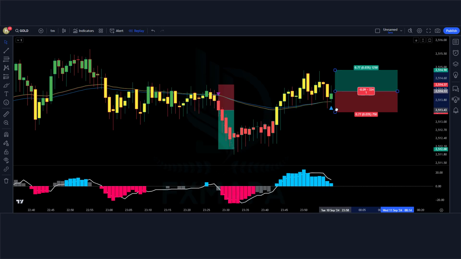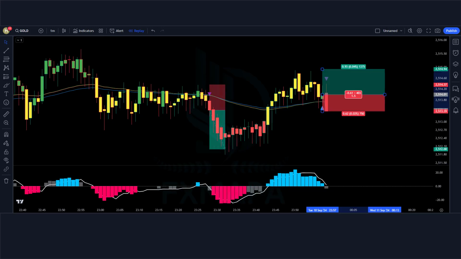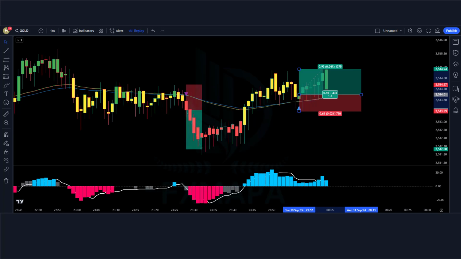Our stop loss will be placed at the previous market lower level. And the risk to reward ratio will be 1:1.5. Let's see what happens to our trade. Our trade is running in profit. We have won the trade.